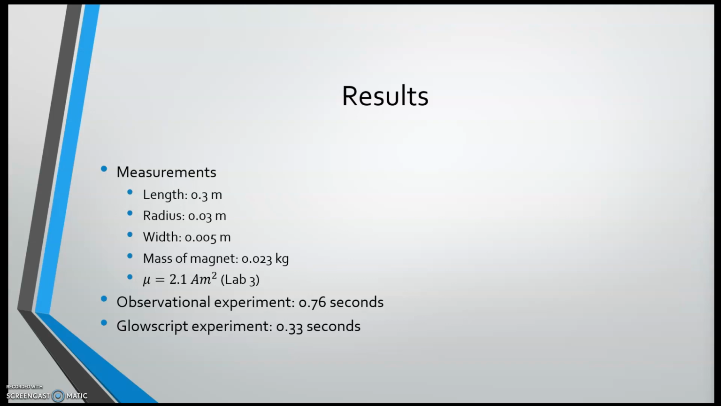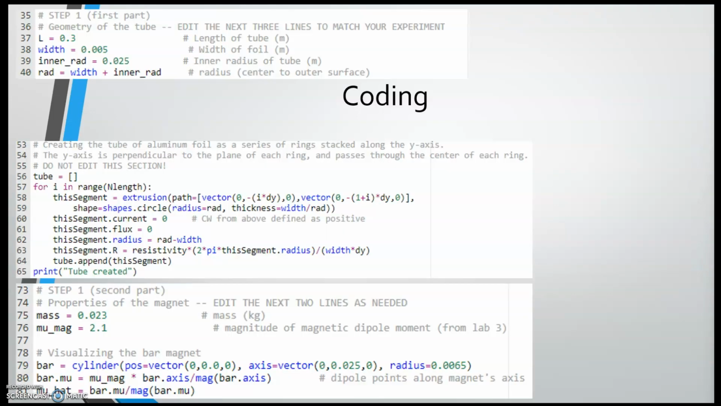So here's some of the results. The initial measurements of the lab are: length of the tube 0.3 meters, radius 0.03 meters, the width of the aluminum foil tube is 0.005 meters. The mass of the magnet is 0.023 kilograms. And the mu is 2.1 A m squared, calculated from lab 3. So from my observations, I found the average time to be 0.76 seconds, and from the GlowScript experiment, 0.33 seconds. Quite a discrepancy.